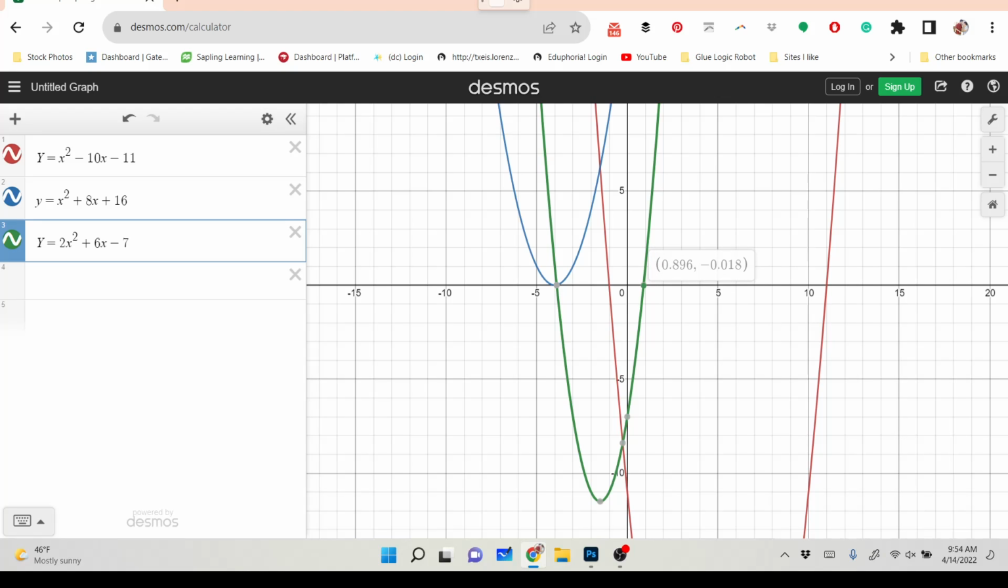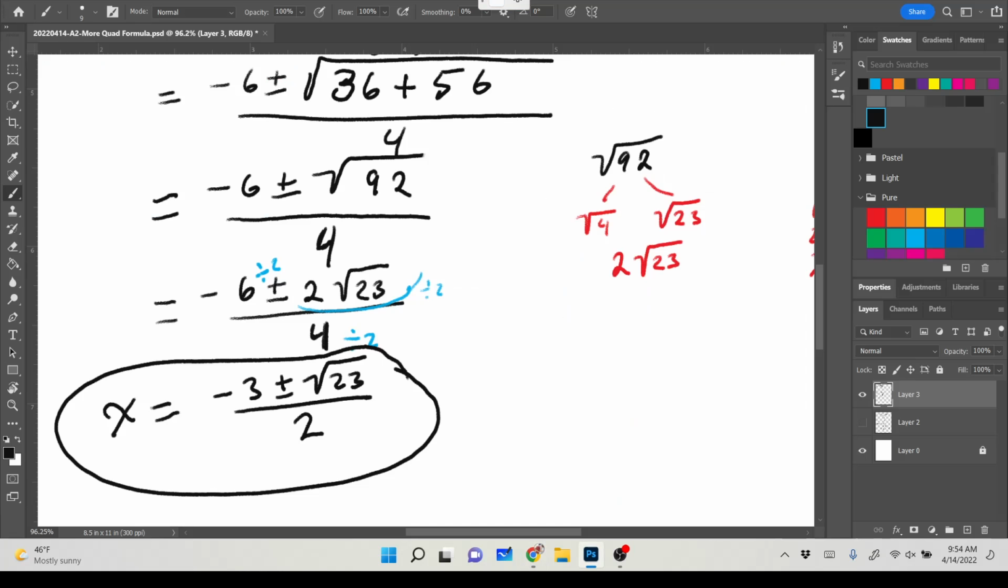Some really ugly number, which we would get if we punched that square root of 23 in our calculator and then added it or subtracted it. The square root of 23 is 4.7958. Then, to finish the answer, we have to do negative 3 plus that, negative 3 minus that, and then divide each one of those by 2. And so we get two answers there.